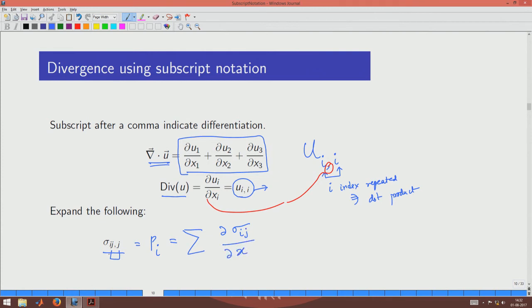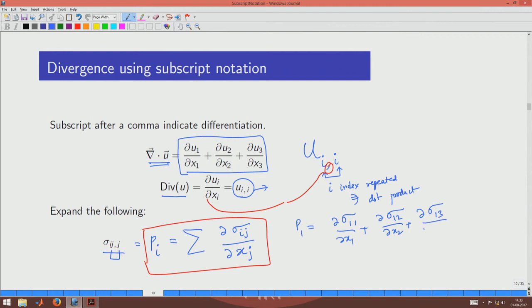Now what subscript should I use for the x? The subscript that is to be used is what is repeated and after the comma. So this is what we meant by this expression. Okay. And how to get the individual elements of p? We can just write element by element, we could write p1 and p2 and p3 as follows. So you could write it this way: dou sigma 11 by dou x1 plus dou sigma 12 by dou x2 plus dou sigma 13 by dou x3.